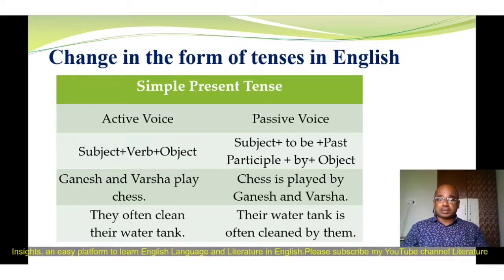Let's study examples. Ganesh and Varsha play chess. Here Ganesh and Varsha is the subject, play is the verb, chess is the object. In passive voice, the object becomes the subject. So, chess is played by Ganesh and Varsha. The second sentence, they often clean their water tank. Their water tank is often cleaned by them. These are examples of active voice and passive voice in simple present tense. Here the student has to be very conscious about the structures of active voice and passive voice.